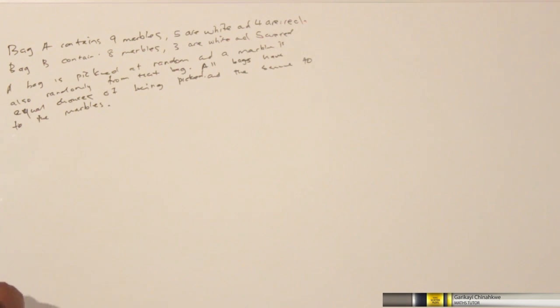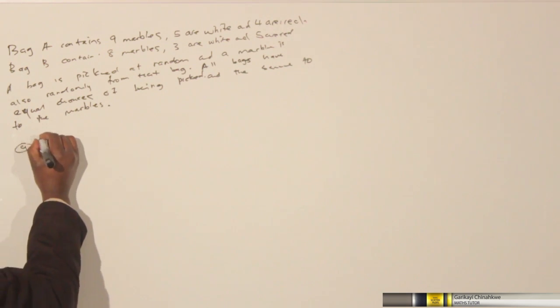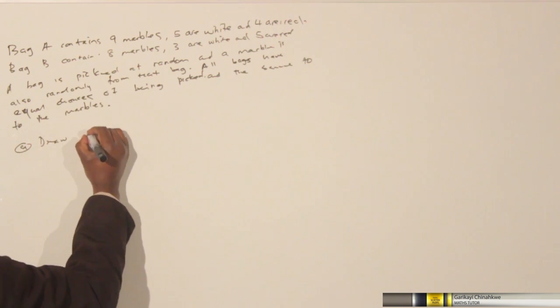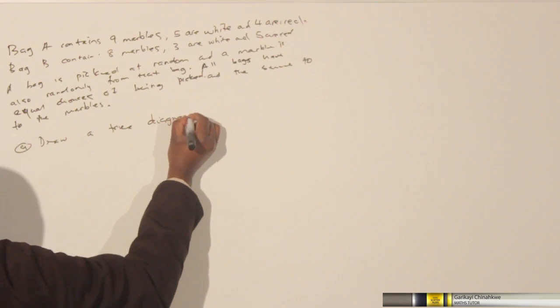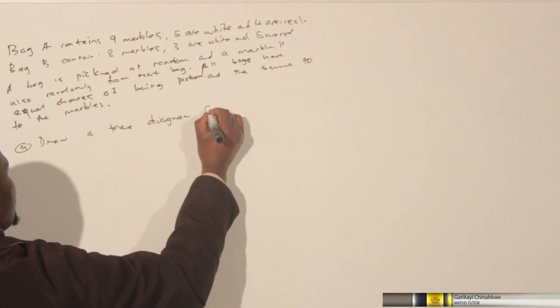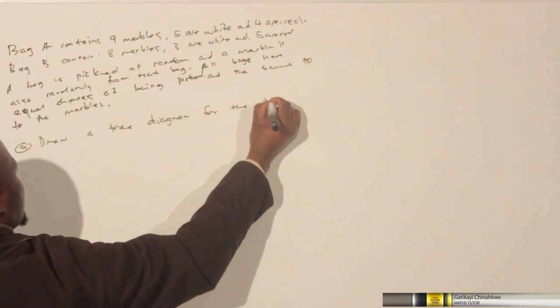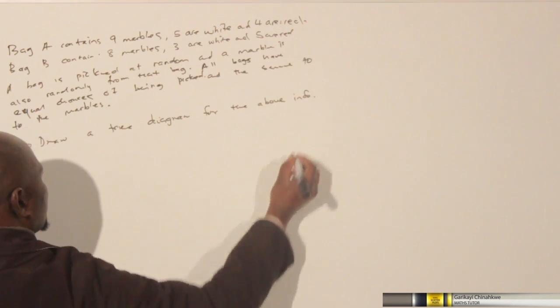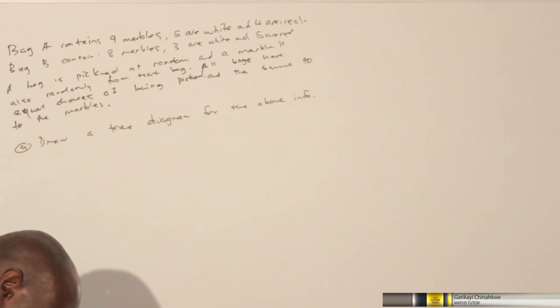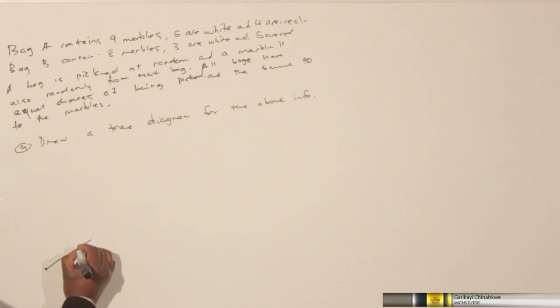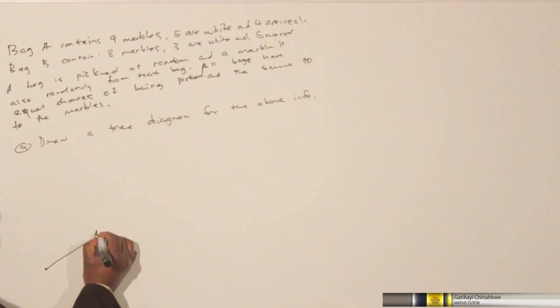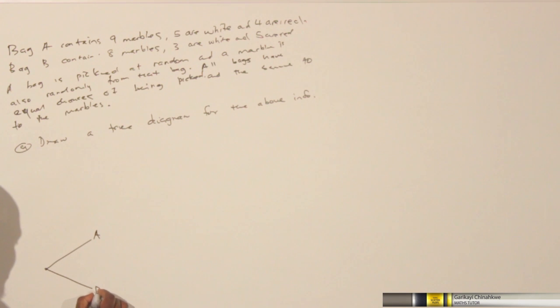All right. The first question, A, draw a tree diagram for the above information. Okay, we want to draw the tree diagram for the above info. All right, first of all, there is bag A. So the tree diagram, you're supposed to draw it like this. There is bag A, and then this is bag B.